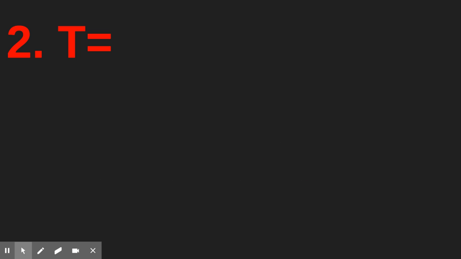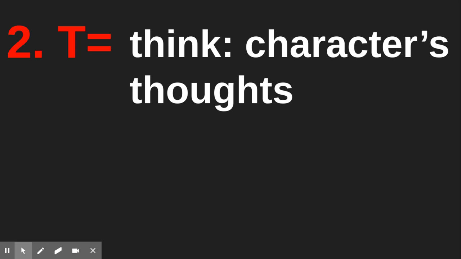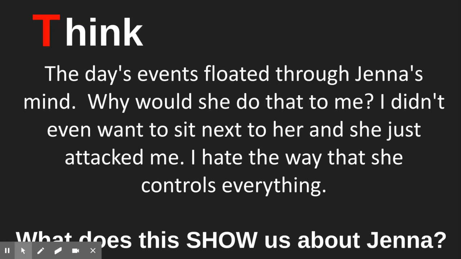The second is through their thoughts. So T stands for think, and that is when the author lets us inside the character's head to hear their thoughts. So here's an example. The day's events floated through Jenna's mind. Why would she do that to me? I didn't even want to sit next to her, and she just attacked me. I hate the way that she controls everything.